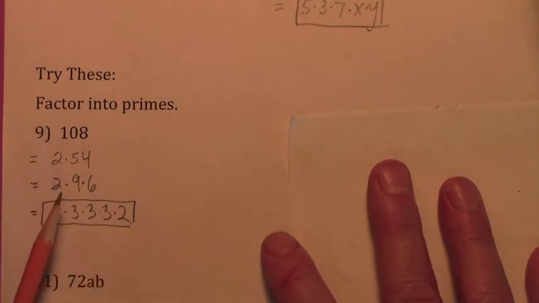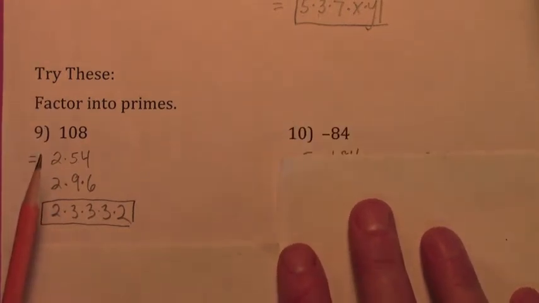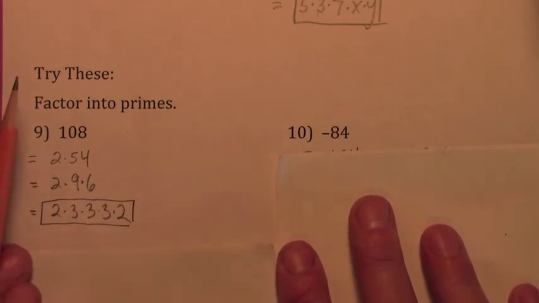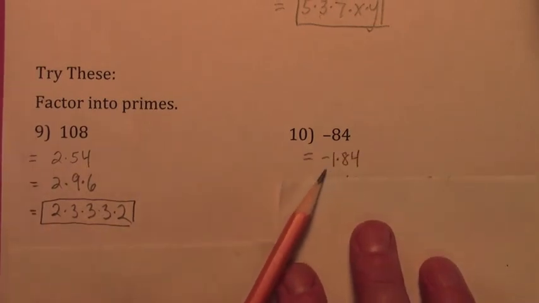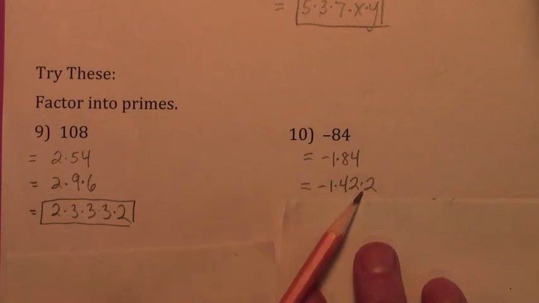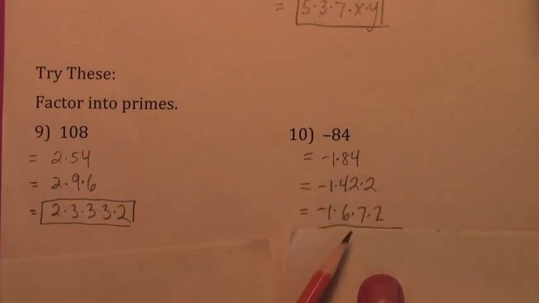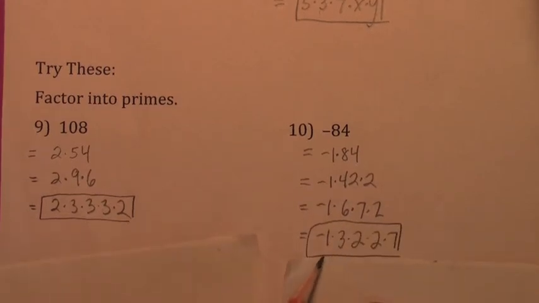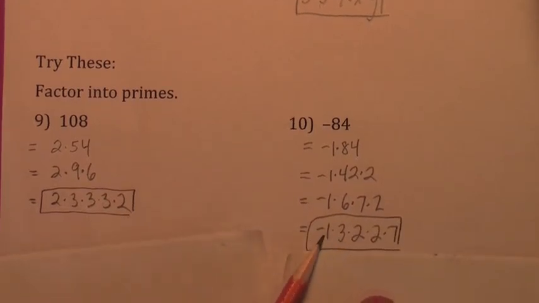That's the main idea. How about negative 84? Well, negative 84, I broke out a factor of negative 1. 84 is 42 times 2, I believe. 42 is 6 times 7. Are we done? No, 6 can still be factored. So when all the dust settles, you should have negative 1 times 3 times 2 times 2 times 7. And if you wrote it in a different order, that's okay.